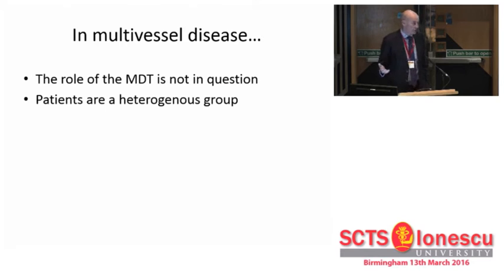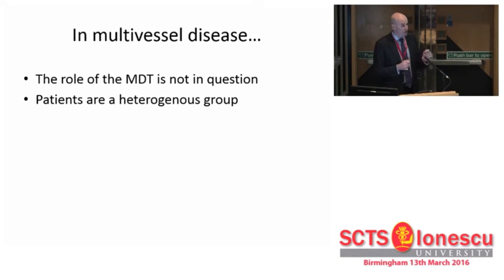Patients are a heterogeneous group. If everybody was a 65-year-old male, life would be much easier, but they're not. And particularly nowadays, we're getting patients at the extremes of age and comorbidity, and these are the patients that never feature in trials. So it is difficult, and patients should be looked at as a heterogeneous group.